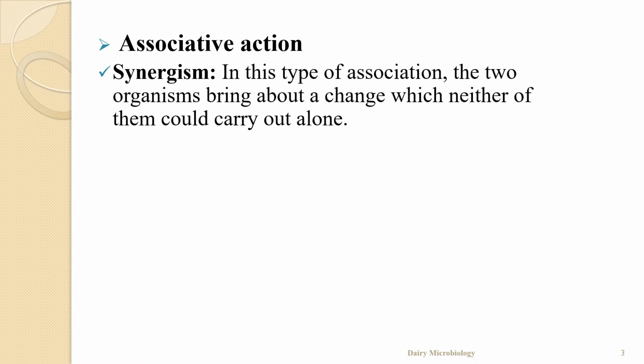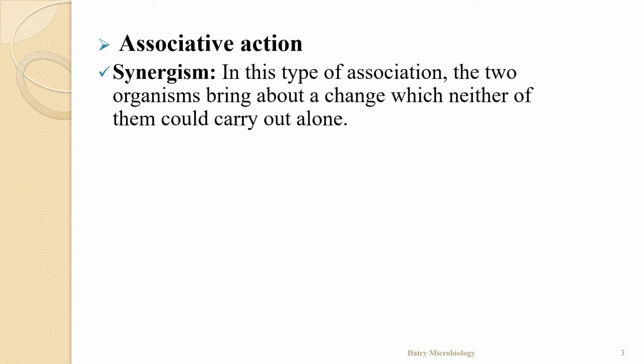The first type of interaction is called synergism. In this type of association, the two organisms bring about a change which neither of them could carry out alone. For example, the lactic acid bacteria which are present in milk, during their growth, utilize the carbohydrate, that is lactose, and convert it into lactic acid, which results in a decrease in the pH of the milk. This reduction in pH of the milk is favorable for the growth of another spoilage causing bacteria, that is Pseudomonas.